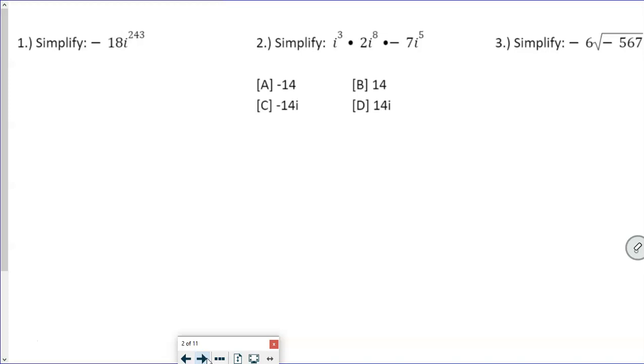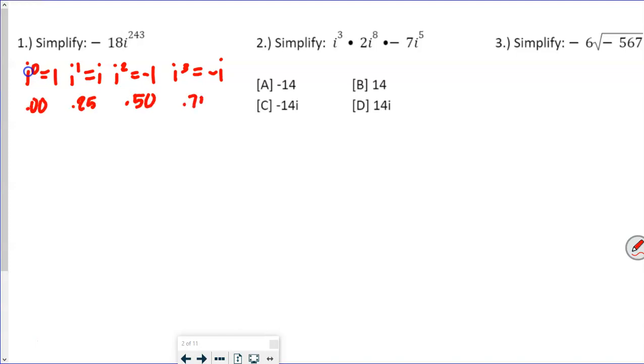First of all, let's just talk about what our powers of i are. I to the 0 equals 1, i to the 1 equals i, i to the second degree equals negative 1, and i to the third equals negative i. This is 0.25, this is 0.50, because this is our quarter method that we use here, and this is 0.75.